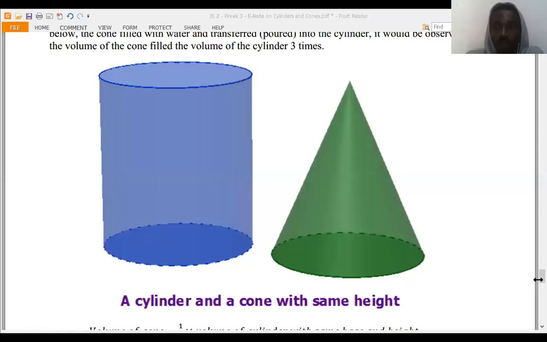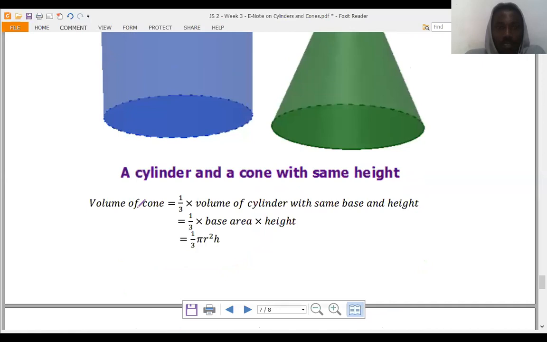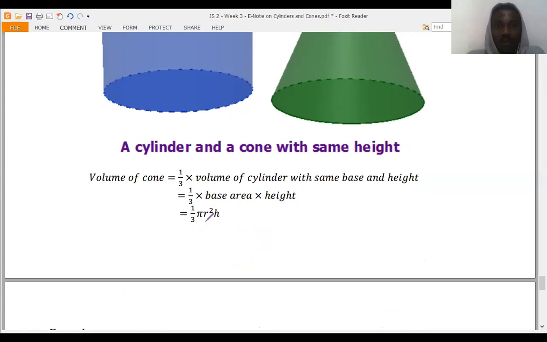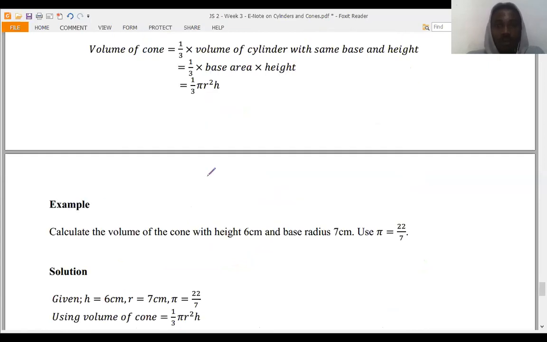All right, now let's go back to our lesson. Having explained that, let's see what follows next. Therefore, the volume of the cone is equal to 1/3 times the volume of a cylinder with the same base and same height. That is equal to 1/3 times base area times height, that is 1/3 πr²h. Remember that the volume of a cylinder is πr²h. So the volume of a cone is just adding a 1/3 to the volume of a cylinder, and that will give you the volume of a cone. I hope that was clear.